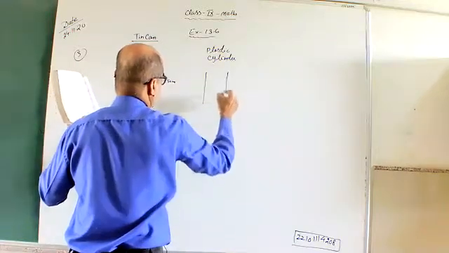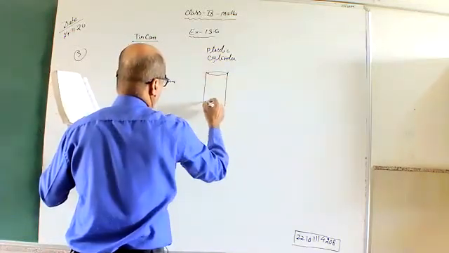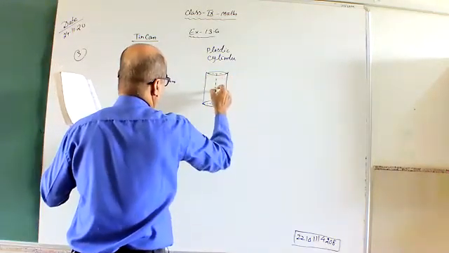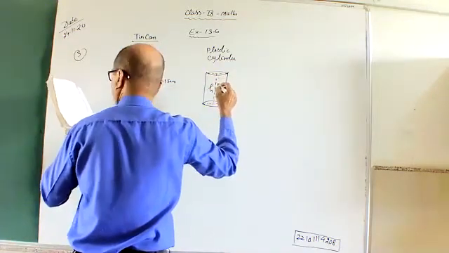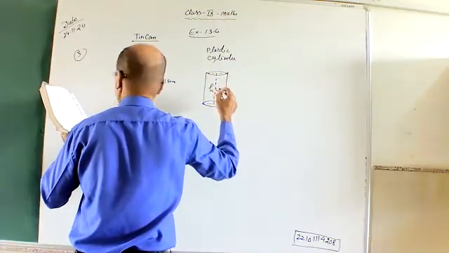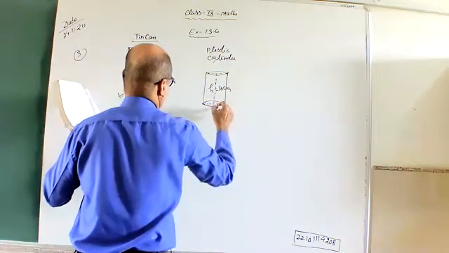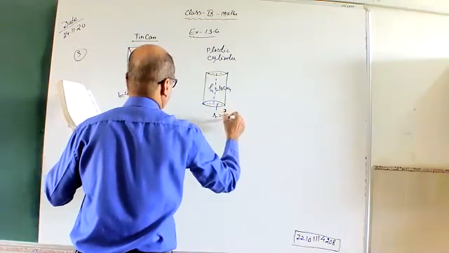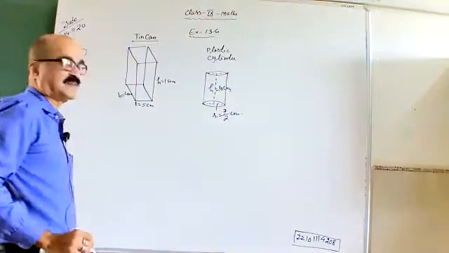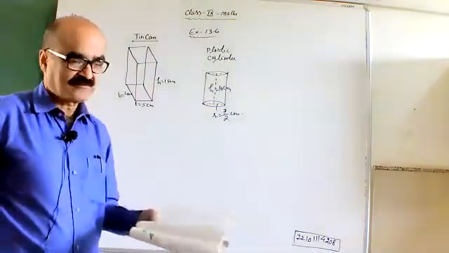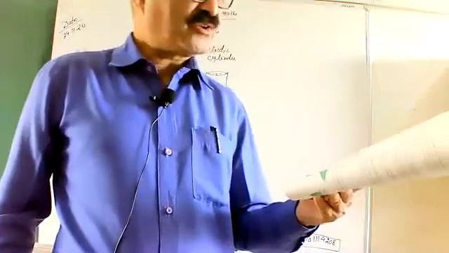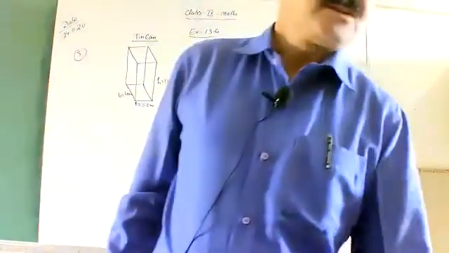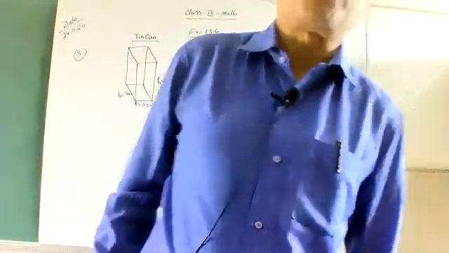This is another soft drink pack, which is in the form of a plastic cylinder. Its height is given as 10 centimeter and radius is 7 by 2 centimeter. Why? Because diameter is 7 centimeter. Is that clear? What we need to find is which container has the greater capacity and by how much. Greater capacity means you find out the volume, right?